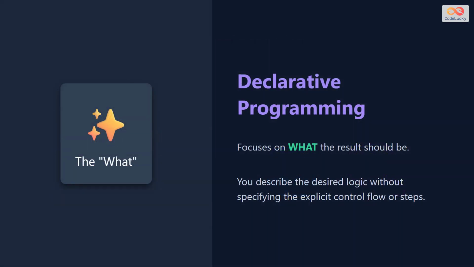On the other hand, we have declarative programming. This style focuses on what the result should be. Instead of listing steps, you describe the desired logic or outcome, and you let the underlying system or framework handle the details of how to get there.